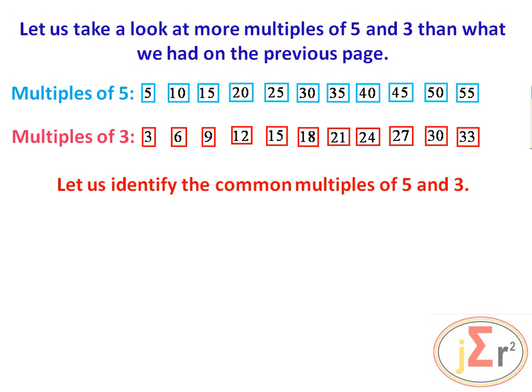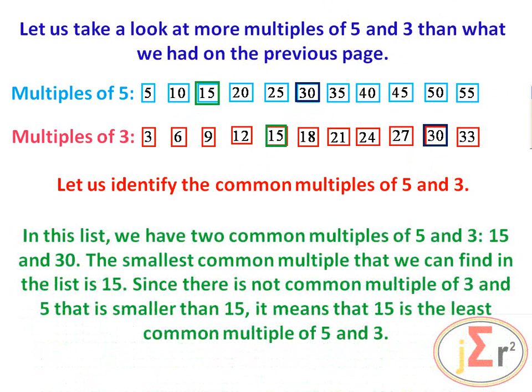I'm going to ask Jerry again. What are the common multiples of 5 and 3, Jerry? 15. Do we have any other in the lists? No. Jerry is saying no because Jerry did not look. All right, he's saying that yes, there's another one, which is 30. There they are. In the list, we have two common multiples of 5 and 3, 15 and 30.